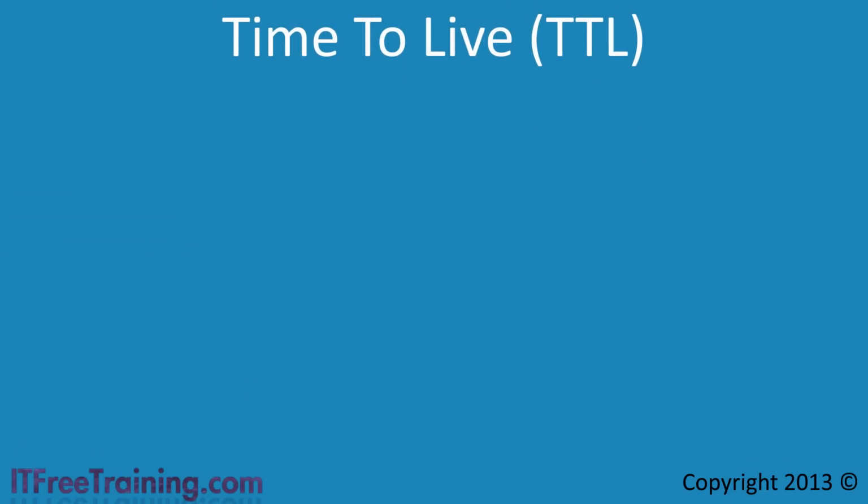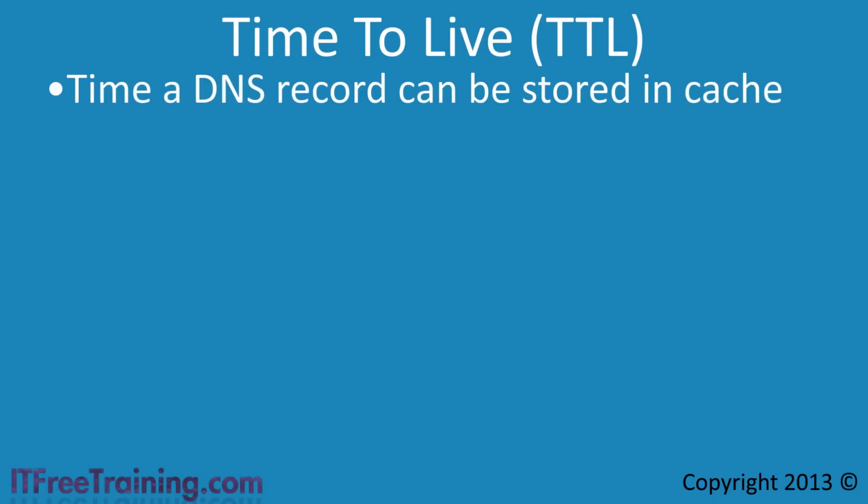The first setting that I will look at is Time to Live. Time to Live, otherwise known as TTL, is the time a DNS record is allowed to be stored in cache before it is automatically removed and a new query must be sent to a DNS server to retrieve the record again. To consider what this means, consider this example.